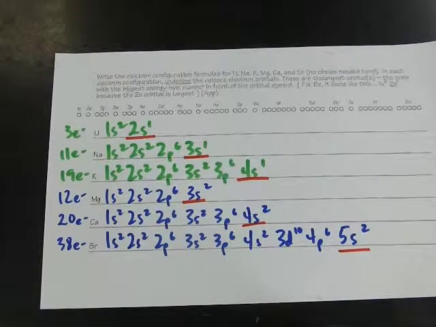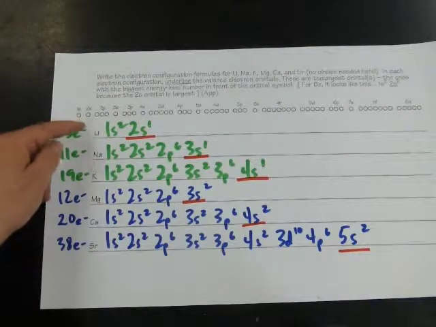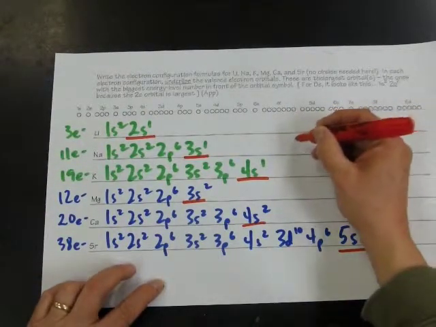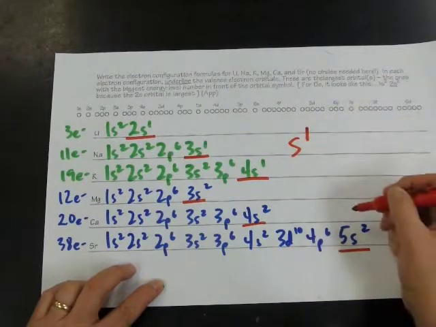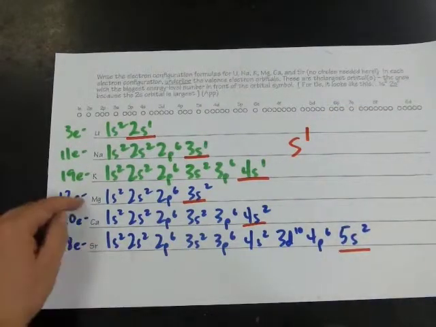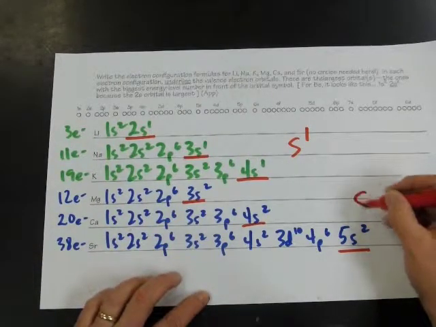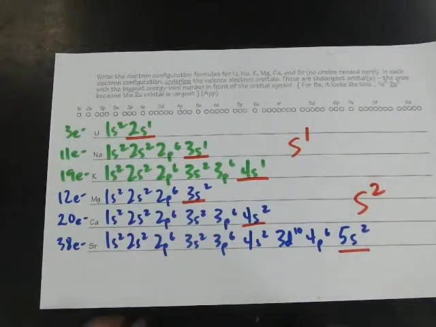Now, looking at those outer electrons, look at how many valence electrons there are in these elements. Lithium, sodium, and potassium all have in common that they end with an s orbital with 1 valence electron. Magnesium, calcium, and strontium all have in common that they end with an s orbital with 2 valence electrons.